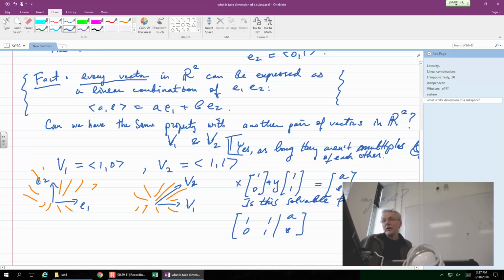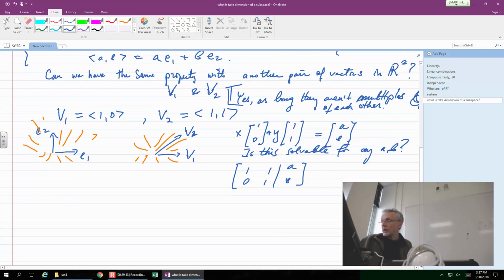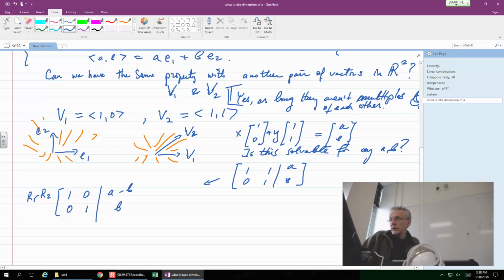Okay, it doesn't matter what AB is. Remember that when we're dealing with elementary row operations, the last column is simply there for a ride. We're doing something with the other two. So what I do is just subtract, to get the reduced row echelon form. I put here R1 minus R2. So I'm getting 1, 0, A minus B, and B, 0, 1.